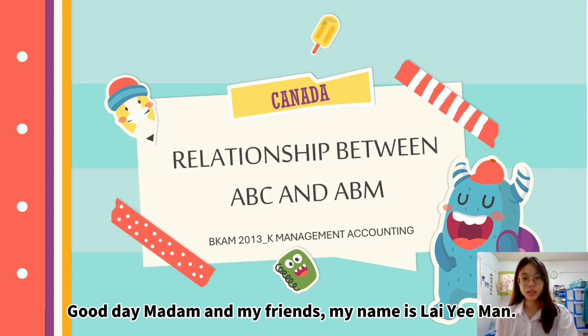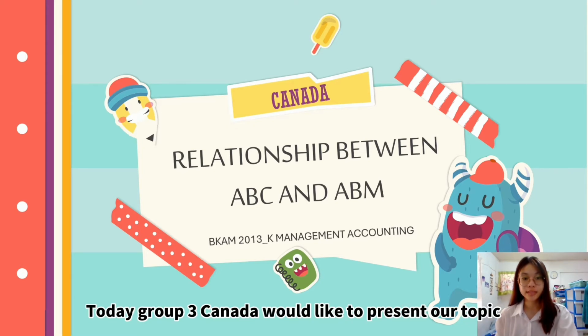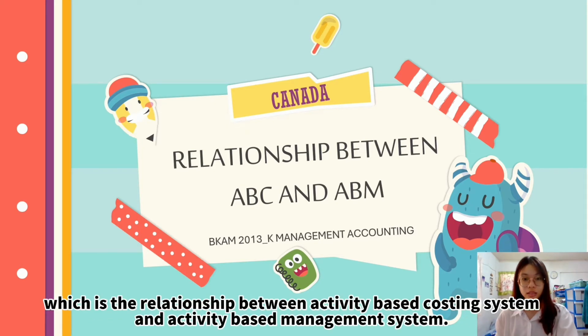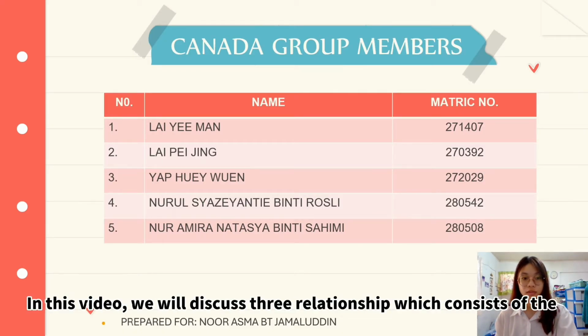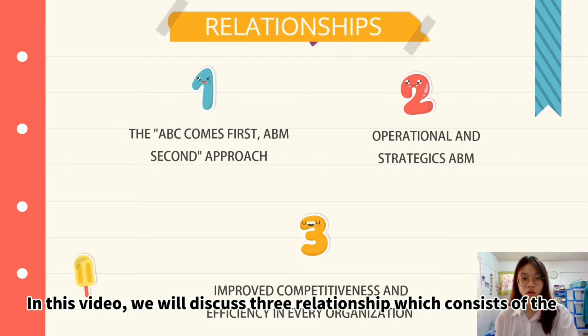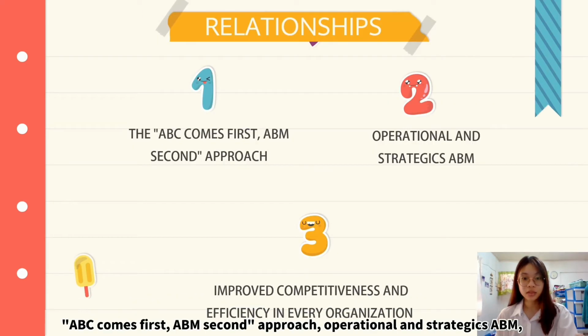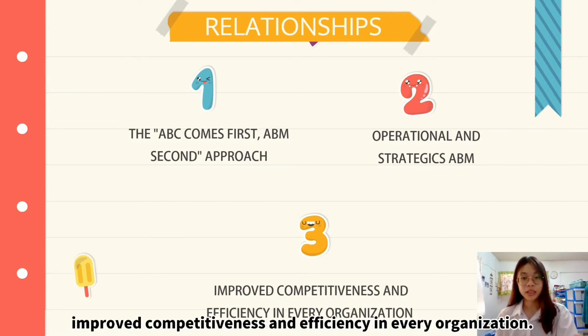My name is Laiman. Today, Group 3 Canada would like to present our topic, which is the relationship between activity-based costing system and activity-based management system. The table shows the group members from our Canada group. In this video, we will discuss three relationships which consist of the ABC first, ABM second approach, operational and strategic ABM, and improve competitiveness and efficiency in every organization.